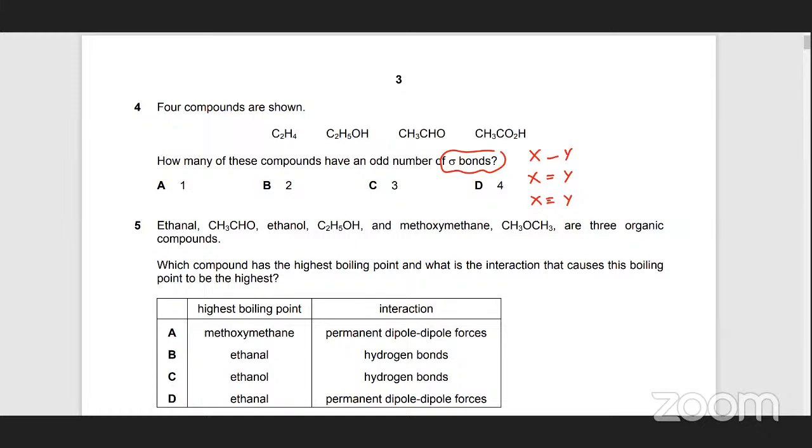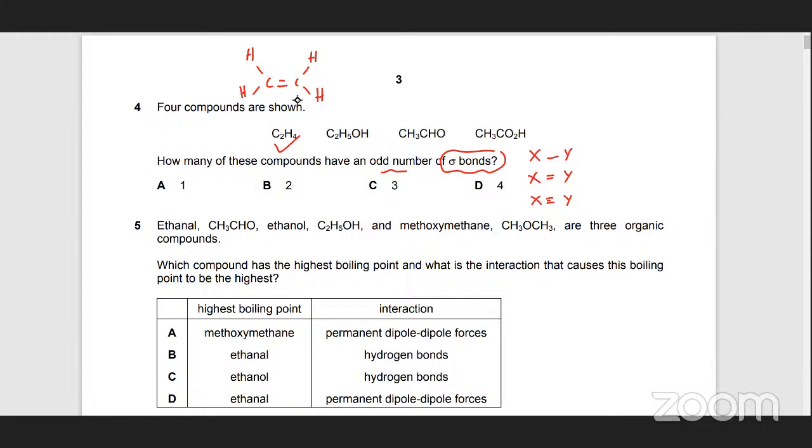So the question is odd number. First one is ethene. So how many sigma bonds is this? That's 1, 2, 3, 4. Double bond is 1, so that's 5. So it has an odd number of sigma bonds.